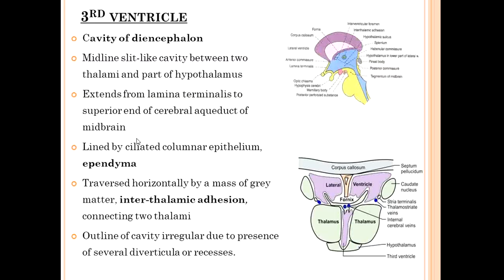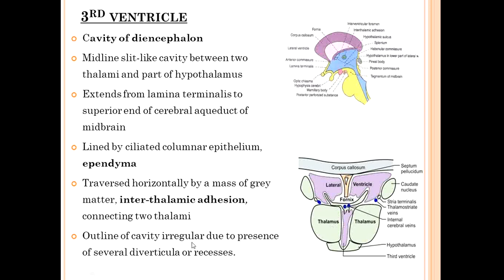Then the third ventricle. Now the third ventricle is the cavity of the diencephalon. It is a midline slit-like cavity between the two thalami. It is extending from here, lamina terminalis, to this part, which is known as the upper end of the cerebral aqueduct of the midbrain. It is lined by ciliated columnar epithelium, that is ependyma, and it is traversed here by a mass of gray matter which is known as interthalamic adhesion, connecting the two thalami.